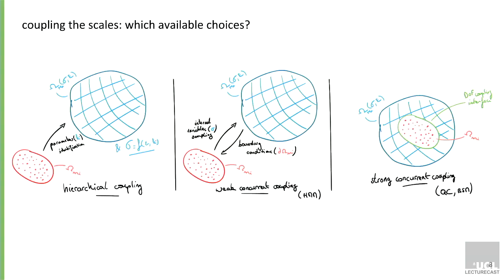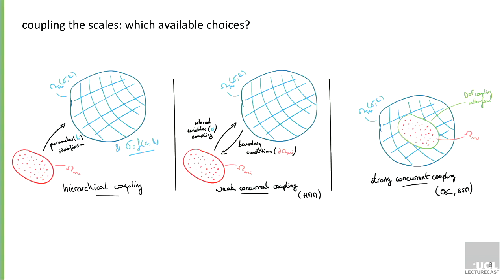And then the last one is strong concurrent coupling, which you can find in the literature under the name of quasi-continuum, for example, or scale bridging method, SBM. So instead of having the two separate models in your workflow, you actually have them in a single solver. So you solve them concurrently, literally at the same time, simultaneously on your computer.